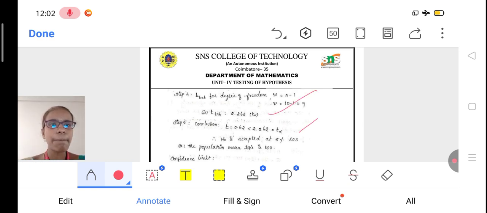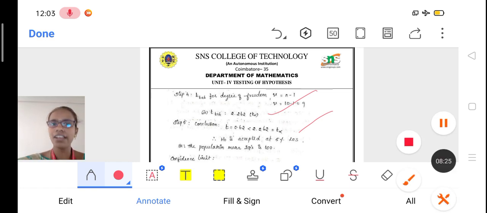Now we are going to compare the table value and the calculated value. Table value is 2.262 and calculated value is 0.62. Which one is greater? Yes, the table value is greater. That means we need to accept the hypothesis. The hypothesis we chose here is mu equal to 100. So from this we can say that for the given data, the population mean IQ should be 100. So that is the thing we need to find here. Okay, thank you.